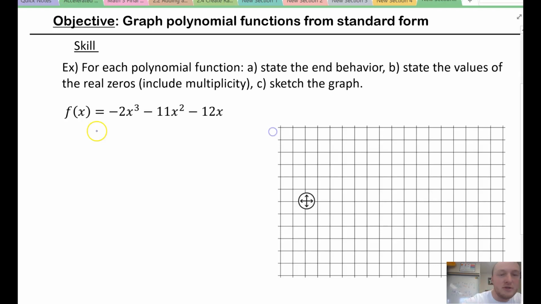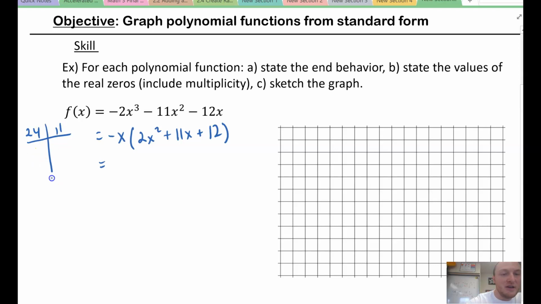So what we're going to do is we're going to factor. Now, since it's negative, and I have an x in all my terms, I'm going to factor out a negative x, and what we get is 2x squared plus 11x plus 12. Okay, so I want to go ahead, I want to use the AC method, right? What factors of 24 add up to give us a positive 11? And that is 8 and 3.